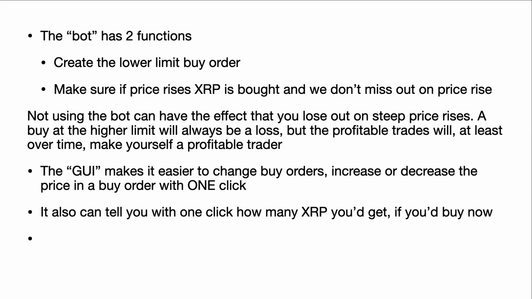To summarize, the bot has two functions. It'll create the lower limit buy order, and it'll make sure if the price rises above your upper limit that you will buy XRP at loss, but you will at least have XRP. The GUI makes it just a little bit easier to manage buy orders, increase or decrease prices, or buy instantly if you so want to.